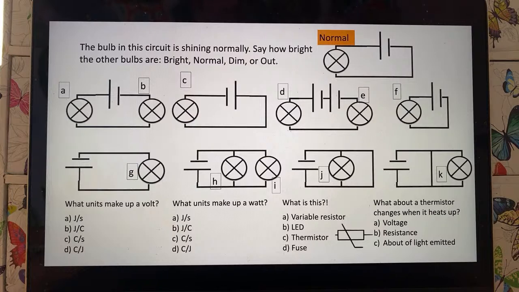And what is that? It is drawn incorrectly, isn't it? Well, regardless, is it a variable resistor or an LED, a thermistor or a fuse? That little boring old rectangle with a stick person's leg in front of it. And what is it about a thermistor that changes when it heats up? Is it its voltage, its resistance, or the amount of light it emits?